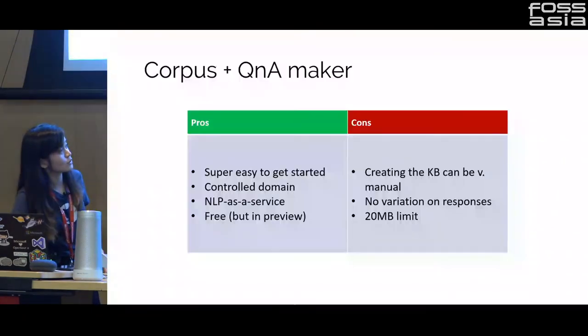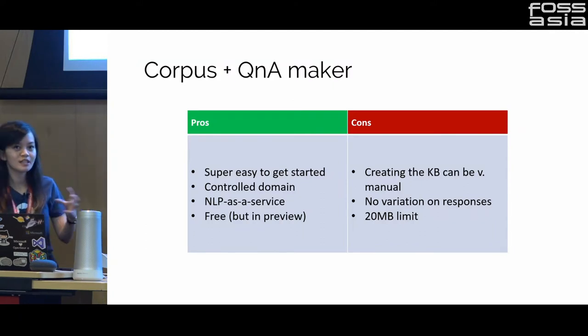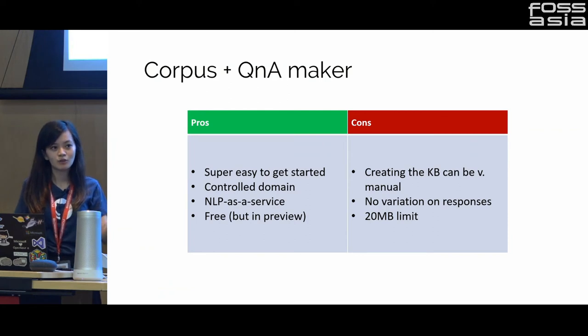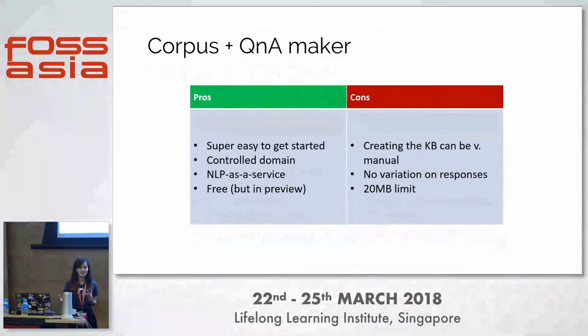The pros and cons of this are, it's super duper easy to get started. As I showed you, it's really easy to get started with deploying a Smalltalk model as a web service. Also it's a controlled domain, so your bot won't go crazy and say weird stuff because you script those responses. And it's NLP as a service, so Microsoft has researchers and development teams to maintain this as a service. Now the cons are that creating that knowledge base can be a very manual process, and there's no variation in your responses, so they're pretty static, and there's a 20 megabyte limit to it.